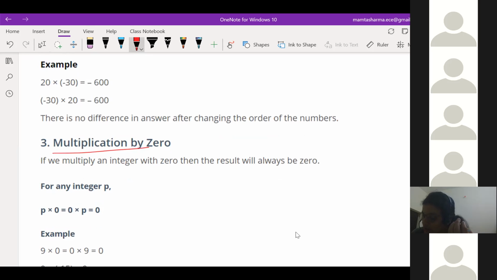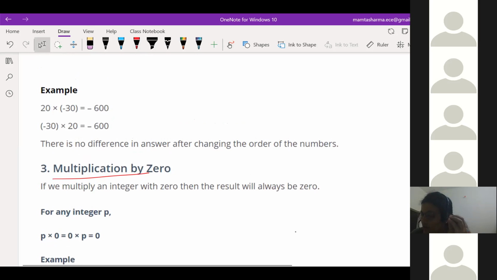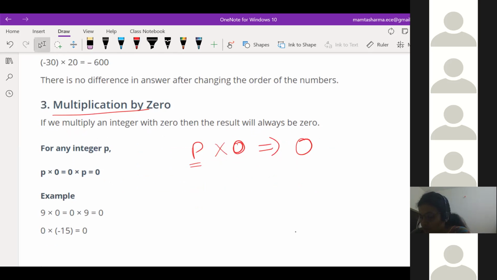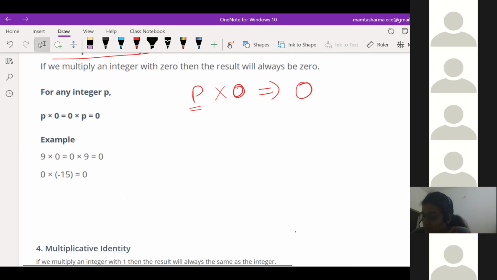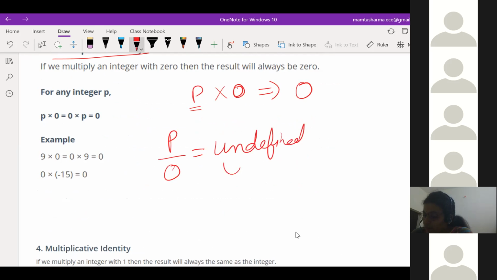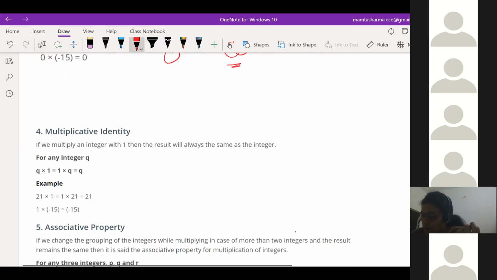So what is the multiplication by 0? If there is any positive quantity or any integer, if we multiply it by 0, the result would be 0 only. If we multiply 0 by anything, the result would be 0. But if we divide anything by 0, it would be undefined. It would be infinity, and infinity is an undefined number.